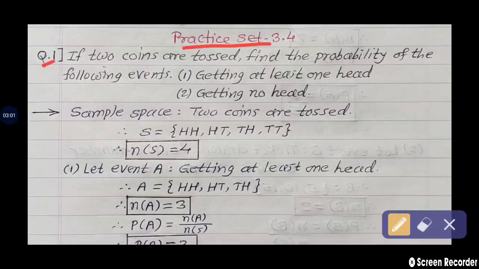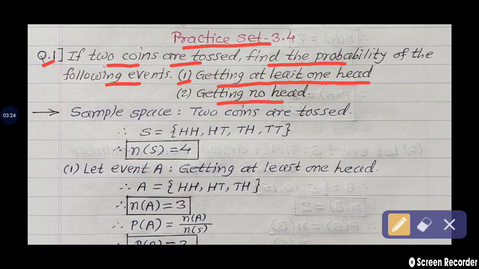Now question number 1. If two coins are tossed, find the probability of the following events. The first event is getting at least one head, and the second event is getting no heads. After reading the question, we know how to write the sample space when we toss two coins simultaneously. Now see the answer.